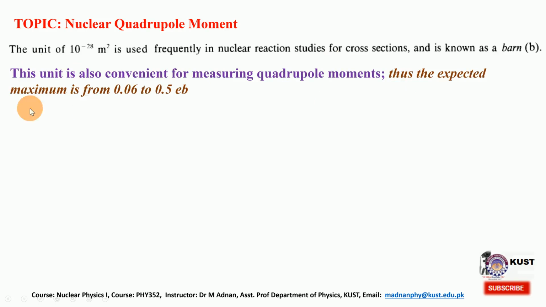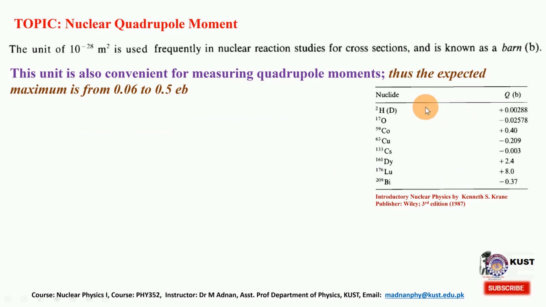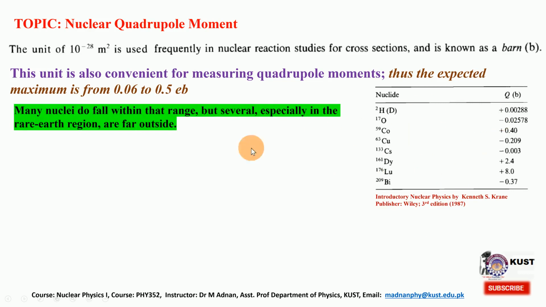Thus the expected maximum is from this to this, as we have discussed on the previous slide, and this is the table taken from your book. You see many nuclei do fall in this range, but several, especially in the rare earth regime, are far outside this range. Some of the numbers are very large, so the statement that only the valence nucleons contribute to the nuclear quadrupole moment is somehow complicated.